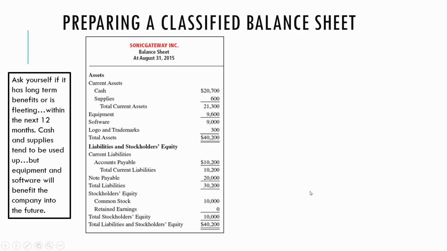When we do a classified balance sheet, the difference between that and the balance sheet in the previous PowerPoints is that we now have the word current: current assets and current liabilities. So you have to ask yourself if it has long-term benefits or if it's very fleeting. You're thinking about whether this thing will be converting into cash in the short time period or the long time period. If it's a short time period, we call it current. If it's a long time period, then it's not called current.